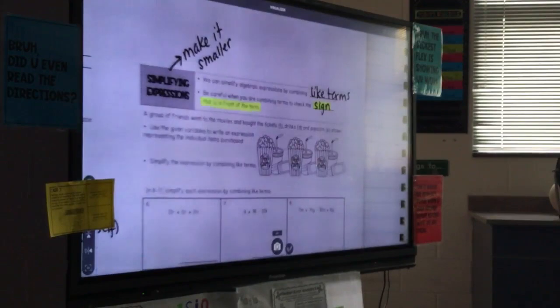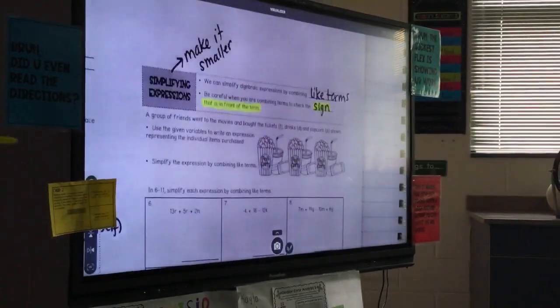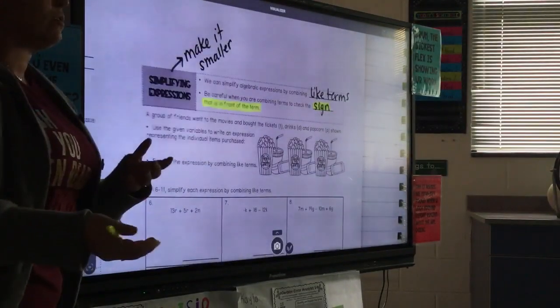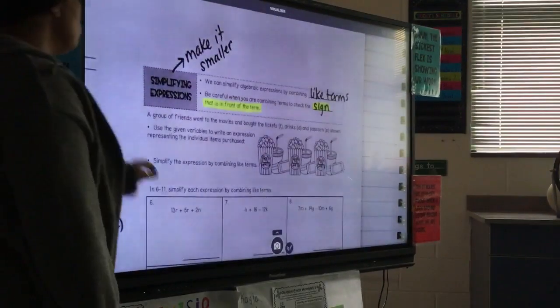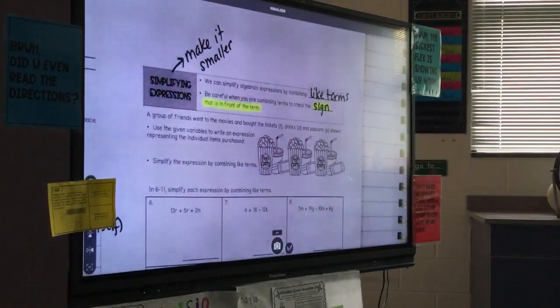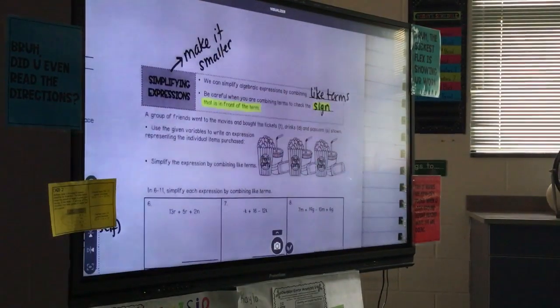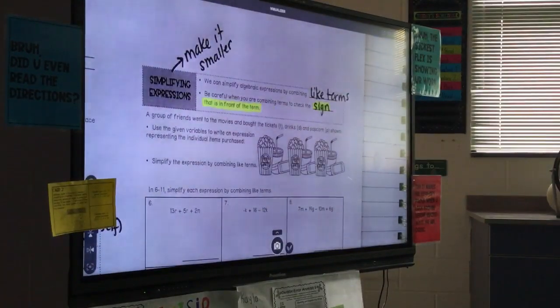All right, so this is an example of finding things that are the same. And we're using objects right now, we're not necessarily using variables. So it says a group of friends went to the movies and bought tickets T, drinks D, and popcorn P as shown. It says use the given variables to write an expression representing the individual items purchased. Not combining them or anything, we're just writing.